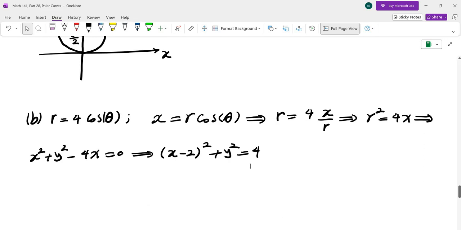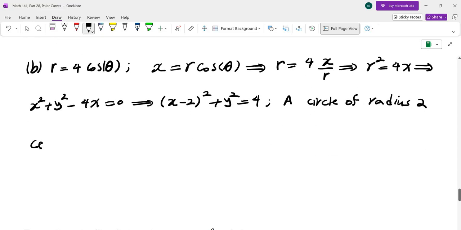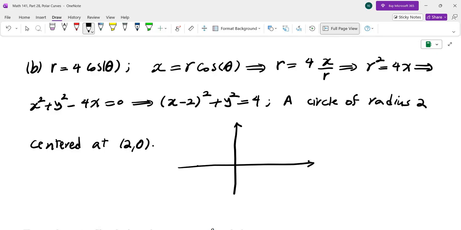So this is a circle of radius 2 centered at 2, 0. If we were to graph this one, the center would be 2, 0, and the radius would be 2. So this is our curve.